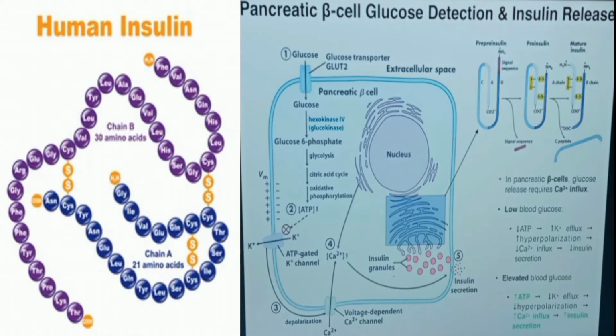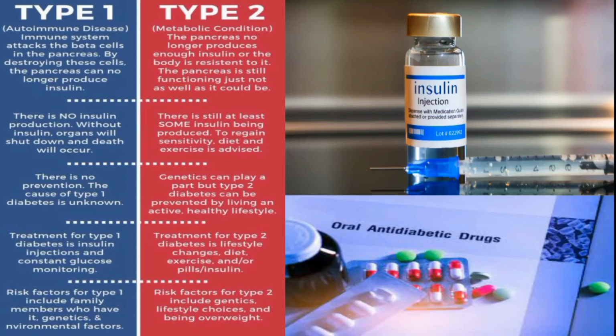Now coming to the secretion, it depends upon how much blood glucose is there. If the blood glucose is high, then more glucose will enter the cell, the process will be high, and more insulin will be released. If it is low, there will be low entry of glucose, a decreased process, and less insulin release. So this is the insulin secretion and release. Now we will go to type 1 diabetes and type 2 diabetes.